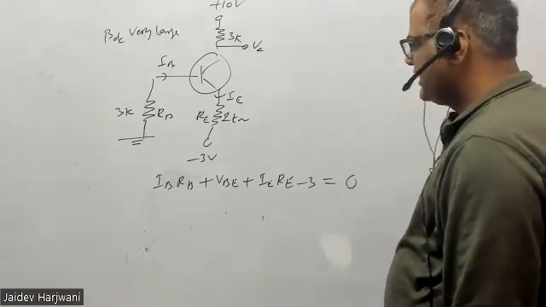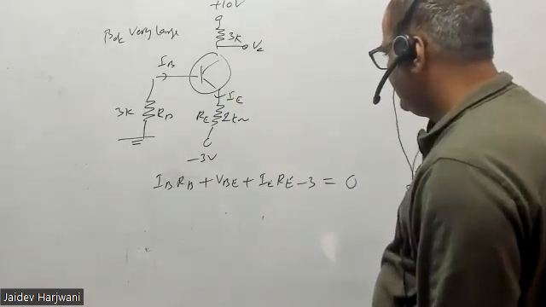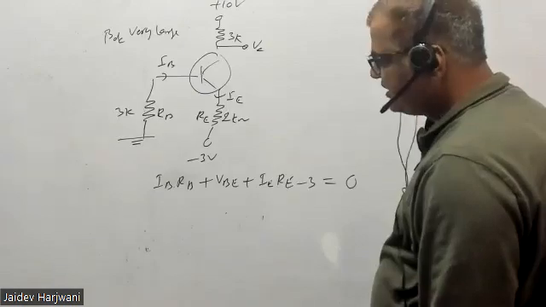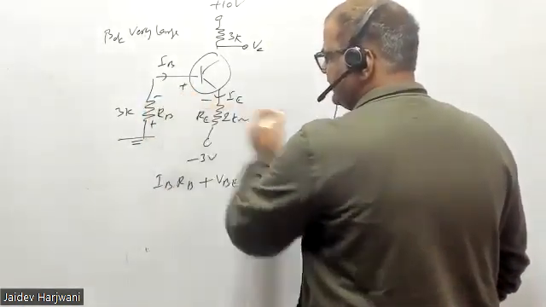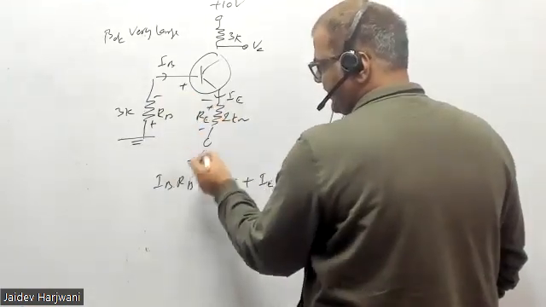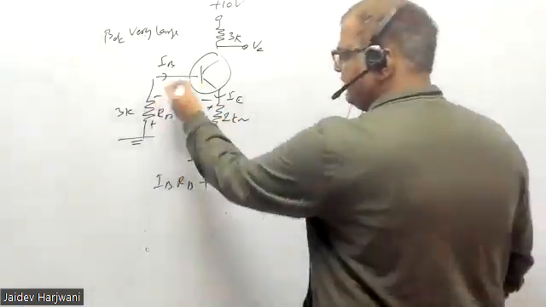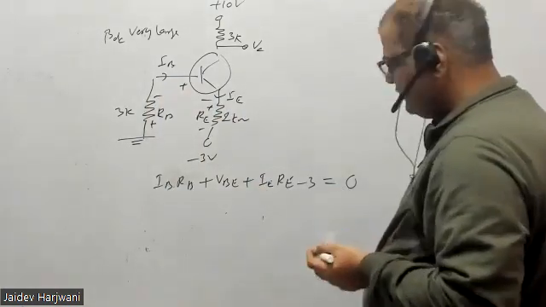Yes, sir. IB RB plus VBE, plus IE RE, and then minus 3 volt. Whatever sign is coming, if current is flowing like this, then the voltage drop is like this. Current is flowing like this, so the voltage drop is like this. And it's a minus 3, so I'm putting exactly whatever sign is coming, and I'm writing the Kirchhoff voltage law.